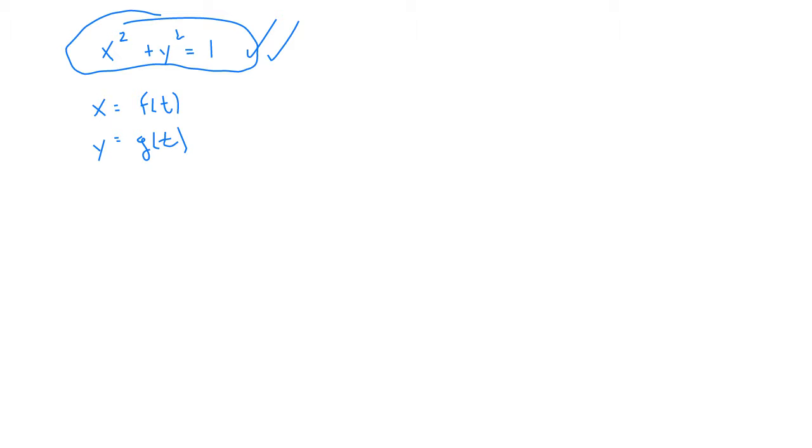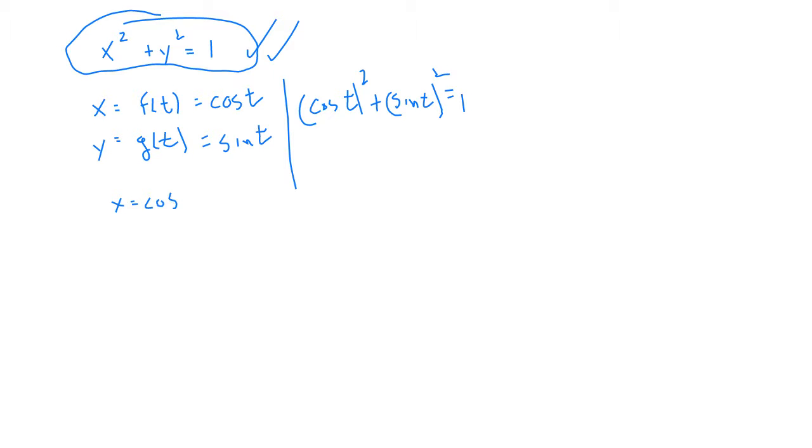Good. So, good, Ellie. x would equal cosine of t, y would equal sine of t. That'll work because cosine of t squared plus sine of t squared equals 1. So x would equal cosine of t, y would equal sine of t.